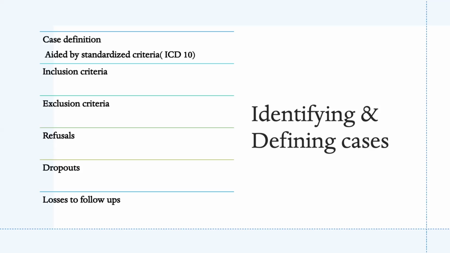to compensate for refusals and dropouts. For example, if your sample size is 25, based on inclusion and exclusion criteria you can recruit up to 35, and you may notice refusals, dropouts, and losses to follow-up. You can compensate. So that's why it's important to define inclusion and exclusion criteria and the definition of cases.